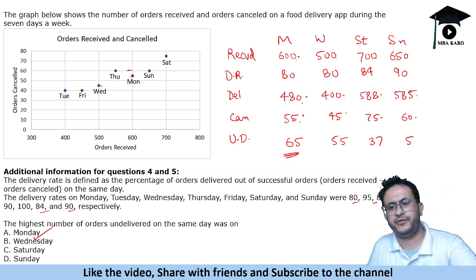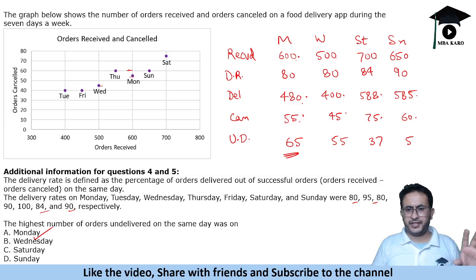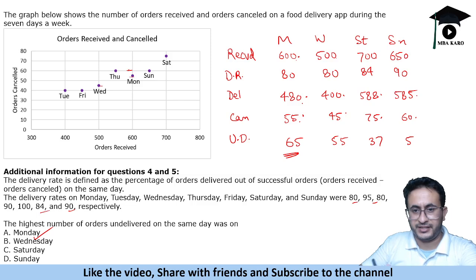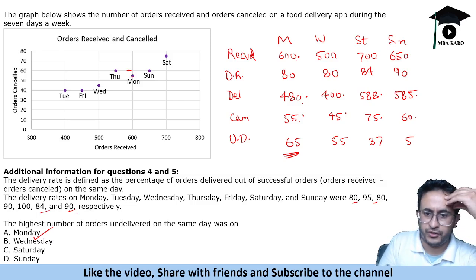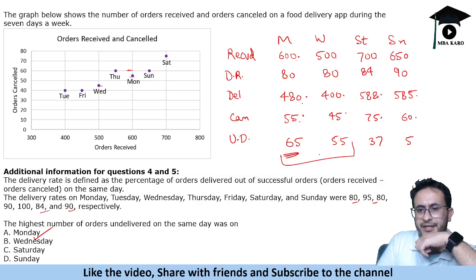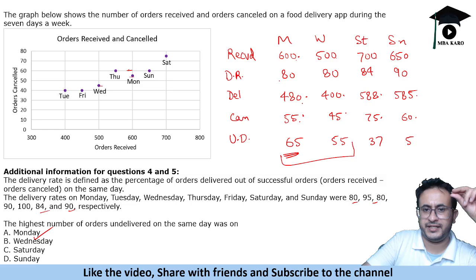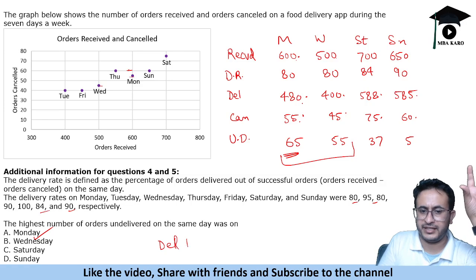Now, could we have answered this without making the table? Let us think in that direction also. If you look at the delivery rate, we have low delivery rate on these 2 days, Monday and Wednesday, and we are seeing that the cancellation numbers are also high. Delivery rate is low and cancellation is high.